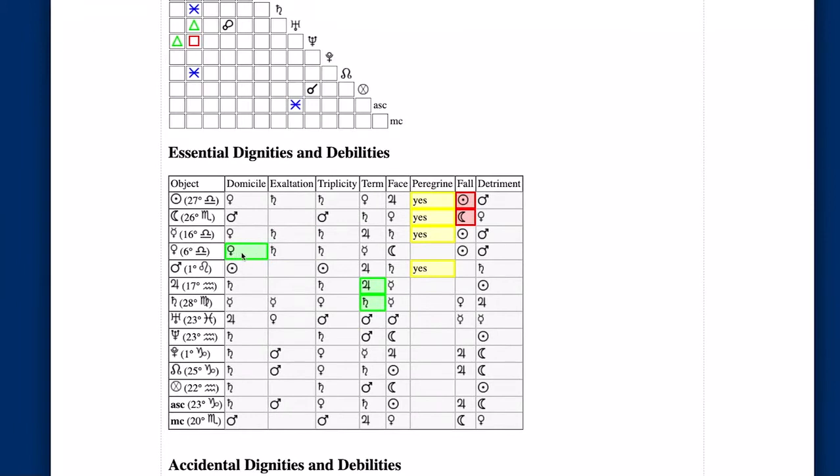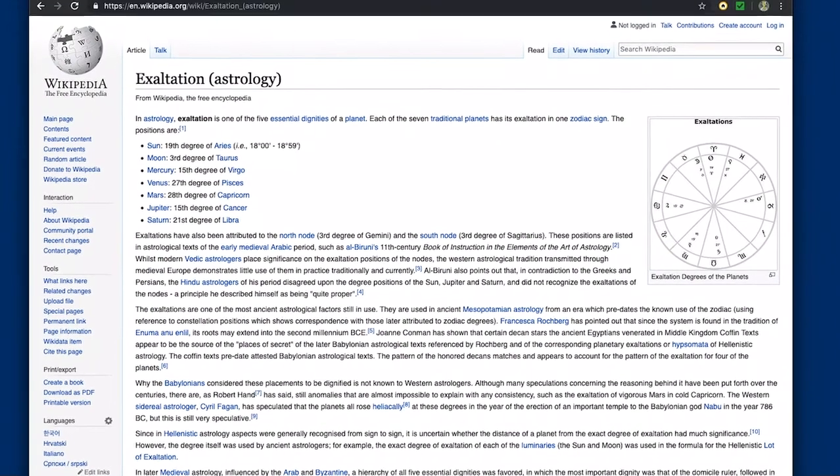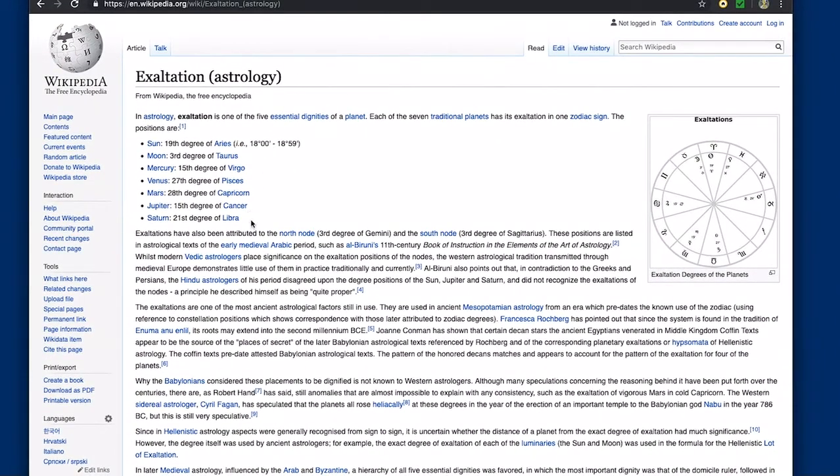So Venus, for example, is going to be over here exalted in Pisces. So you'll see here we have Pisces. And, you know, Venus is not in Pisces, but if it was, then it would be exalted. So we can go to Wikipedia and search for astrology exaltations, and you get a complete list. So again, Venus, if it was in Pisces, would be exalted.